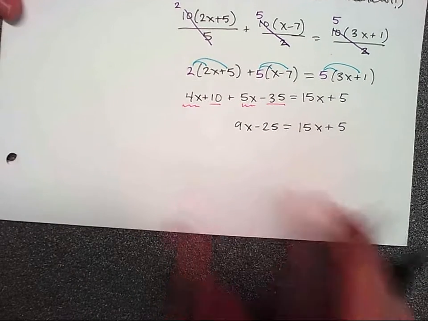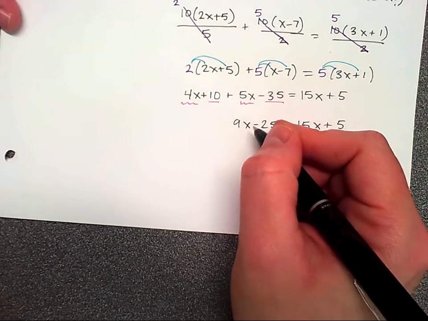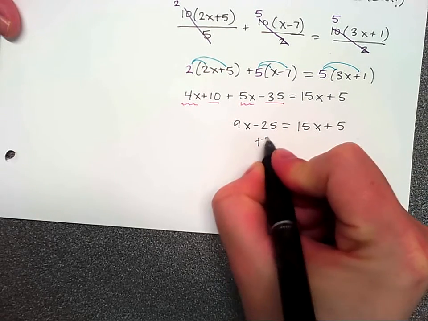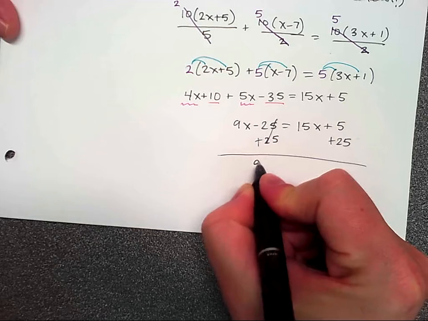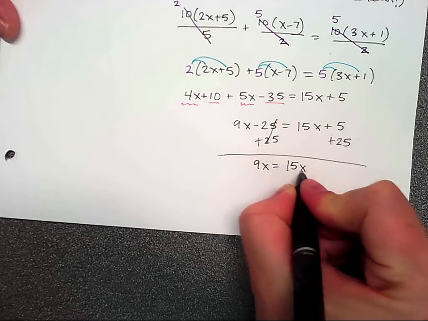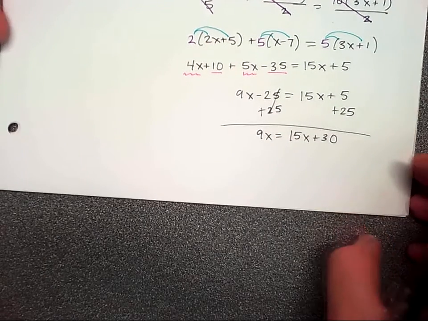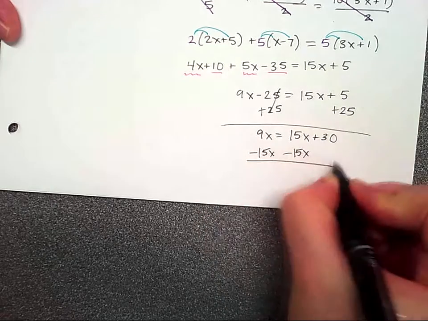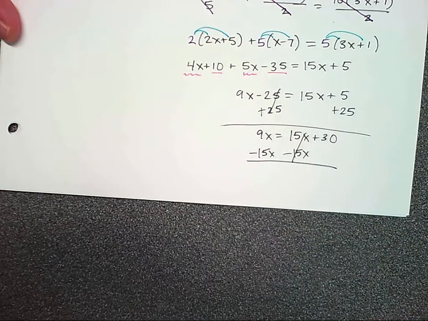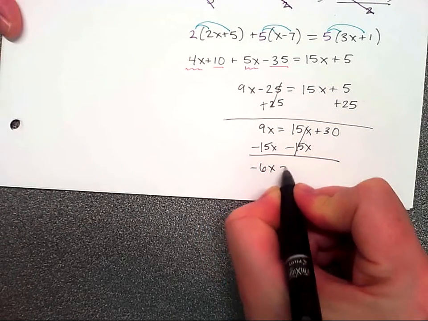So tell me what you guys got. Who wants to tell me the next line to write? I have negative 25 and 5, so you can cancel out the negative 25. Good. Blair. So I have 9x equals 15x plus 30. Tell me the next step. Subtract 15x from both sides. Right? And here, while I'm doing this, I'm combining my like terms, right? So I have negative 6x equals 30.